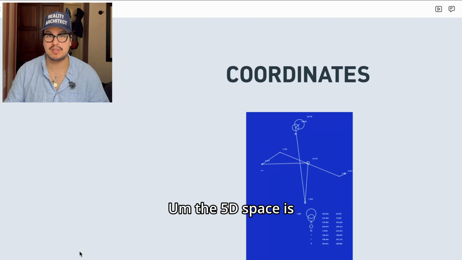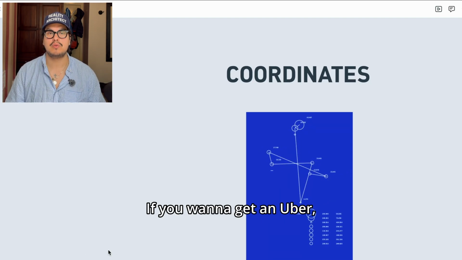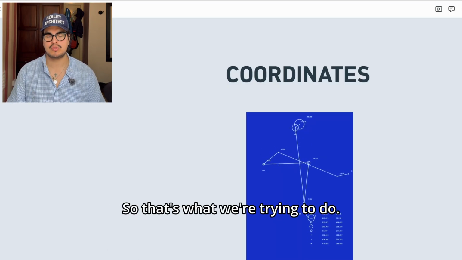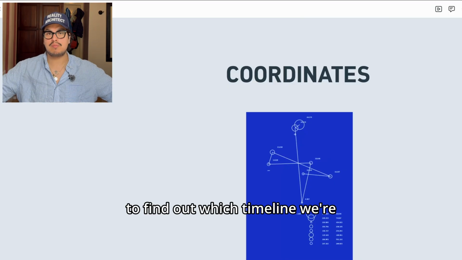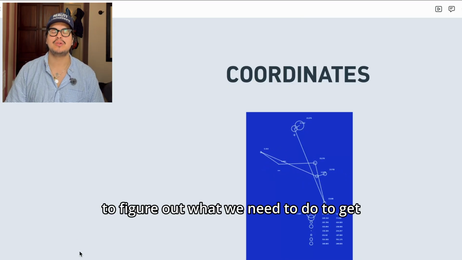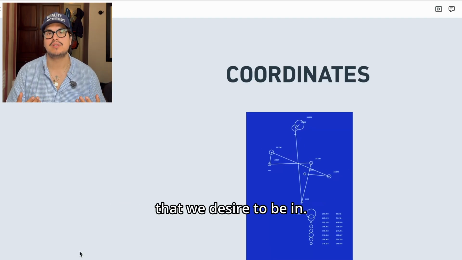The 5D space is like any other space, like a 3D space. You need the coordinates. If you want to get an Uber, if you want someone to come and pick you up, you have to send them your location. So that's what we're trying to do. We're trying to find out which timeline we're on, really and truly. And that's going to help us figure out what we need to do to get onto the timeline that we desire to be in.